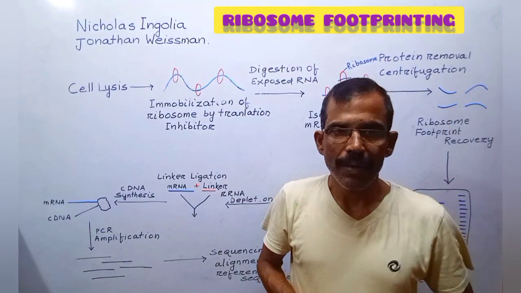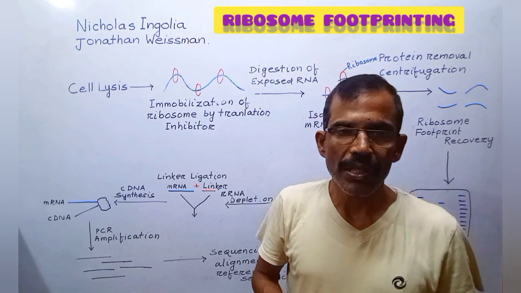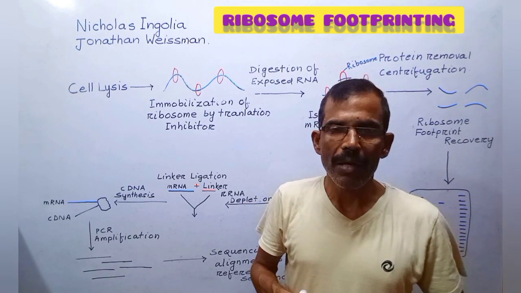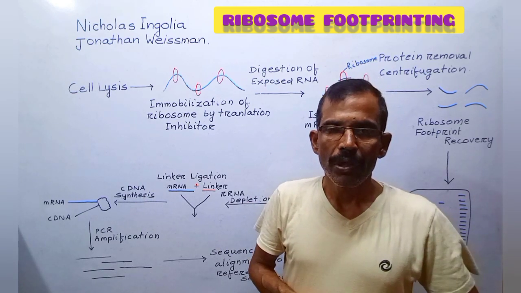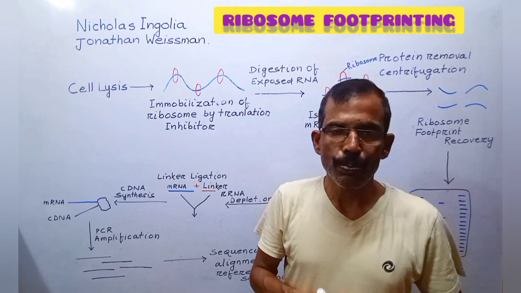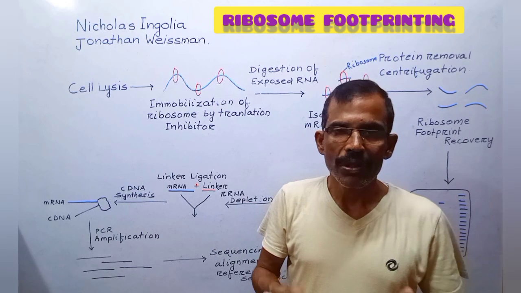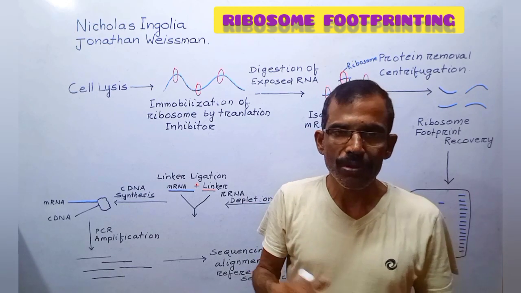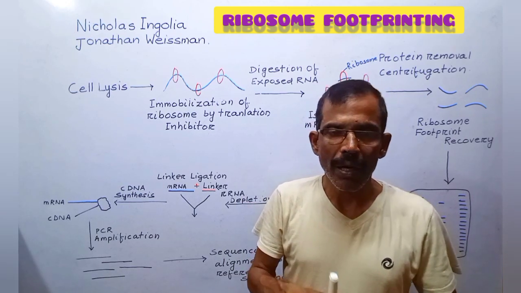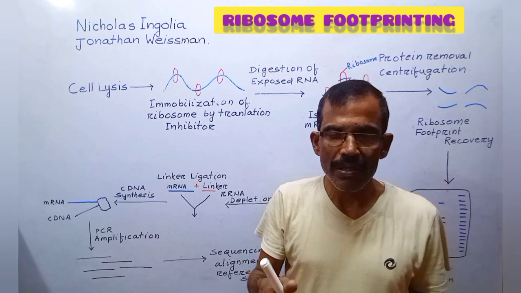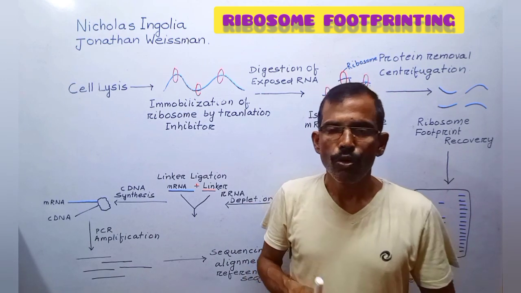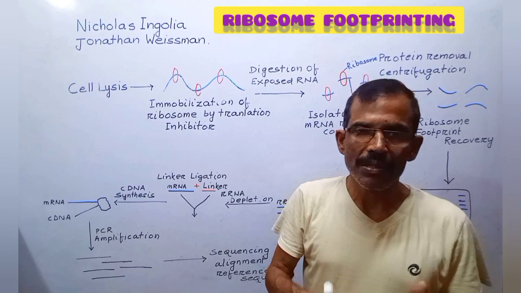In the second step, the lysate is treated with the enzyme ribonuclease, which will digest the exposed, unprotected mRNA regions which are present outside ribosomes. But the mRNA regions which are present within ribosomes will be protected from digestion.